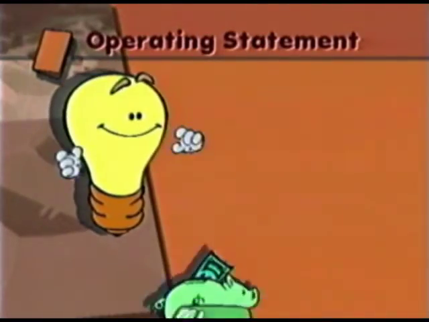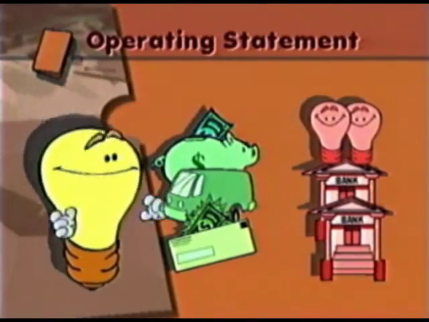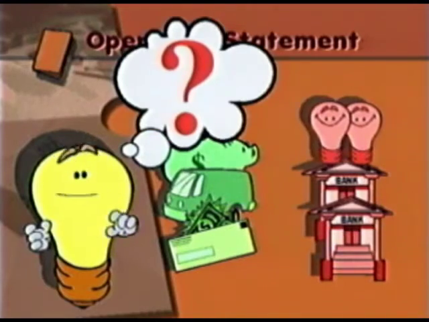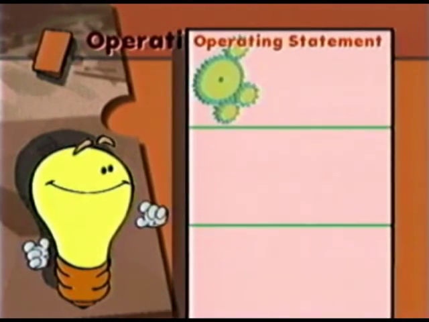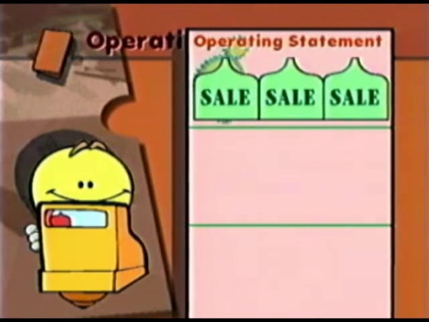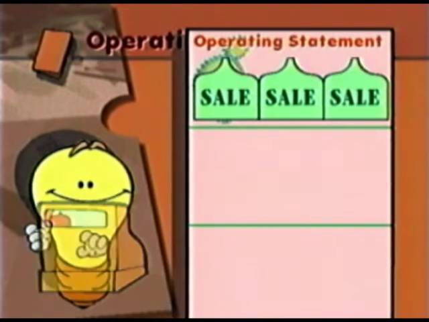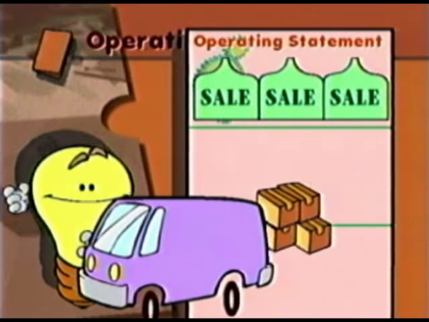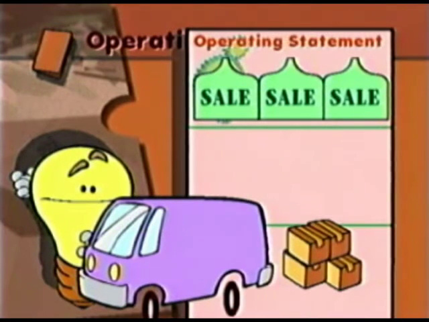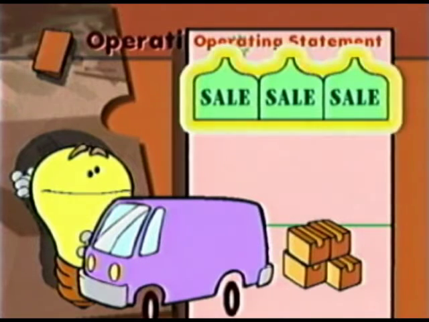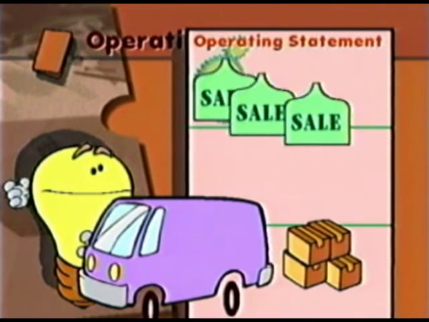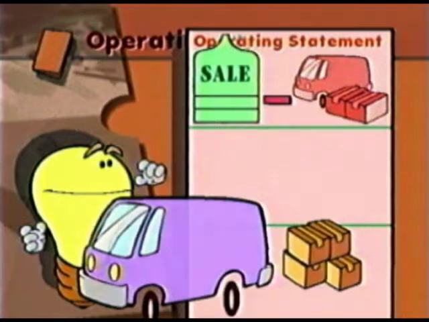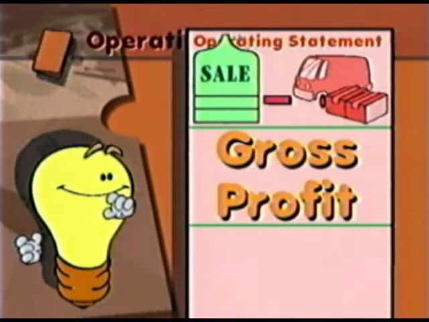Now that you know what you own and what you owe, are you making money? Let's look at the operating statement to see where your money's going. You made a sale, generating revenue. Imagine if you could keep it all. But what about the delivery charges and the inventory you bought? These costs are directly related to goods you sold and vary with volume. So subtract them from revenues to get your gross profit or margin.